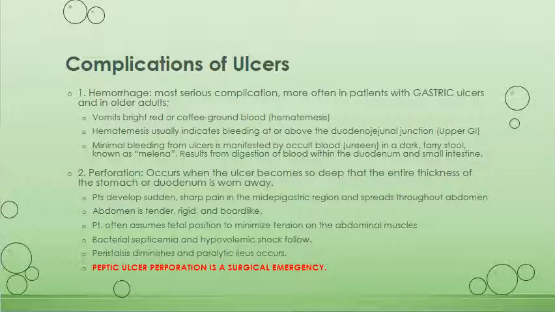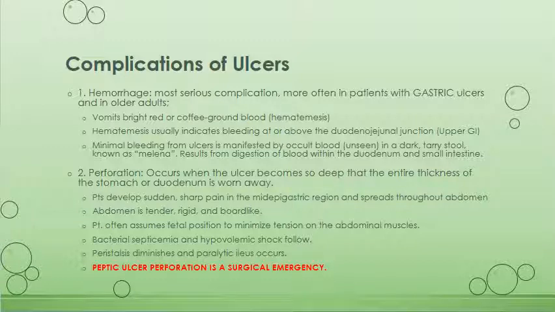Hematemesis usually indicates bleeding at or above the duodenal jejunal junction, the upper GI area. Minimal bleeding from ulcers is manifested by occult blood you cannot see, in a dark tarry stool, and that's known as melena. Digestion of blood within the duodenum and small intestine will cause that melena impact on the stool, where it becomes dark and tarry.